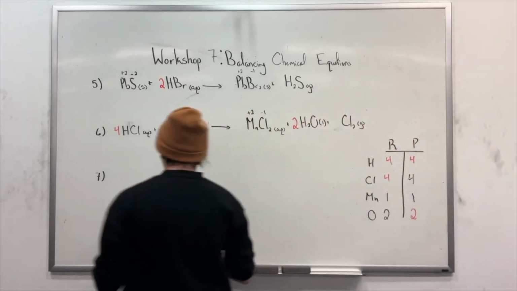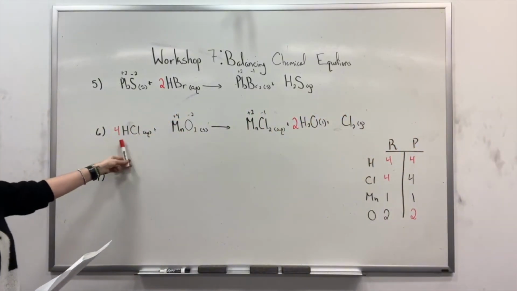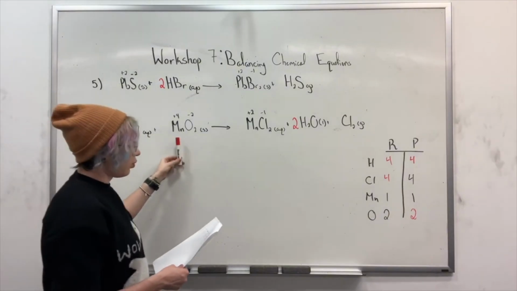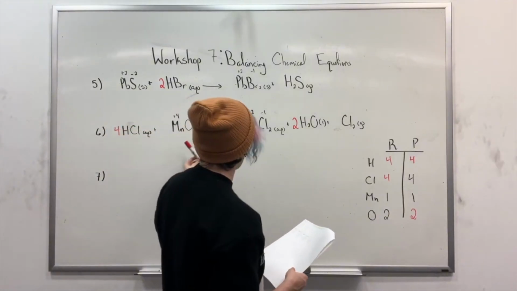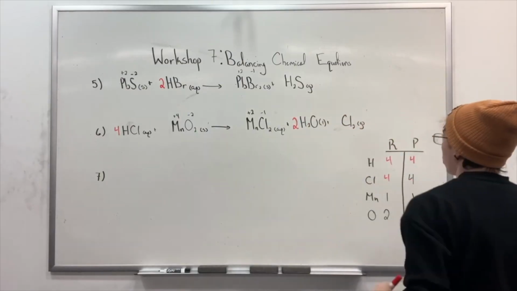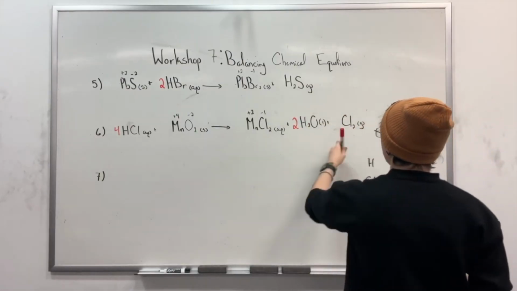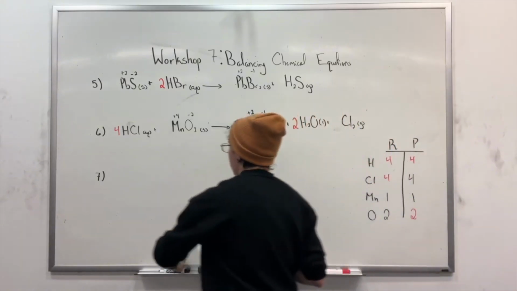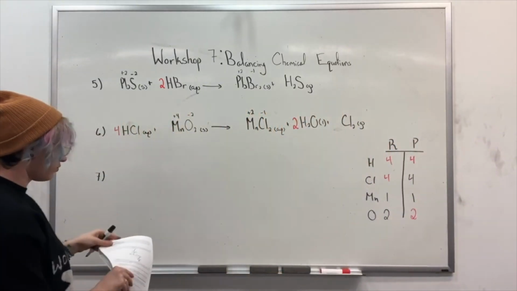And this would be our balanced equation. 4 hydrochloric acid plus 1 manganese 4 oxide becomes 1 manganese 2 chloride, 2 water, and 1 chlorine gas. So now on to our last problem.